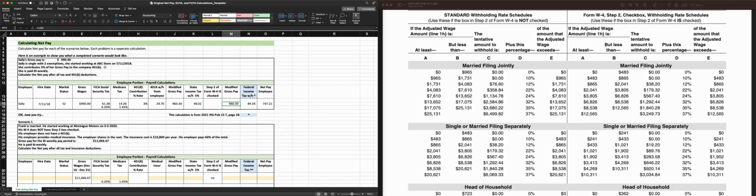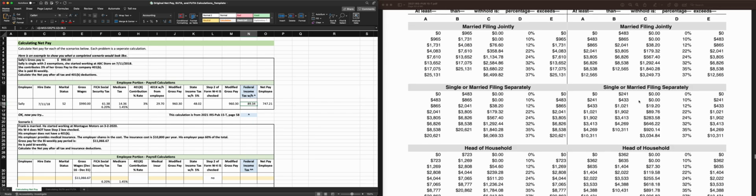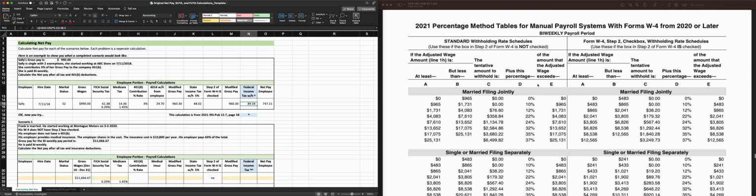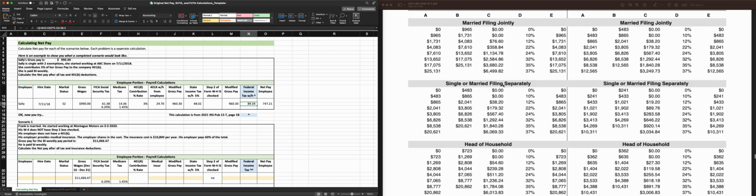Step 2 form, it was not checked. It doesn't say it was, so it was not checked. And now we come to the federal income tax withholdings. This is where we need to use this information. So Sally is single. We have standard. This is if it's checked. We have single, 2 exemptions.